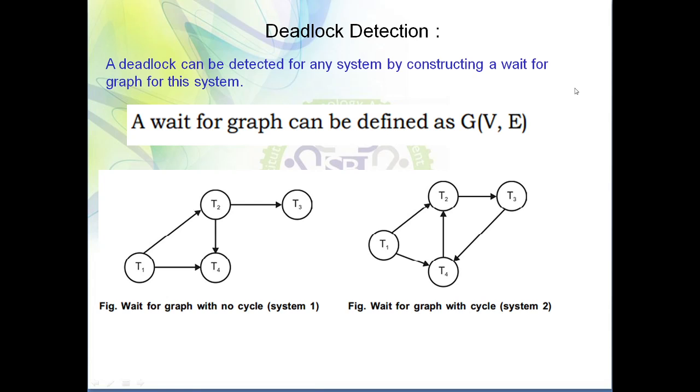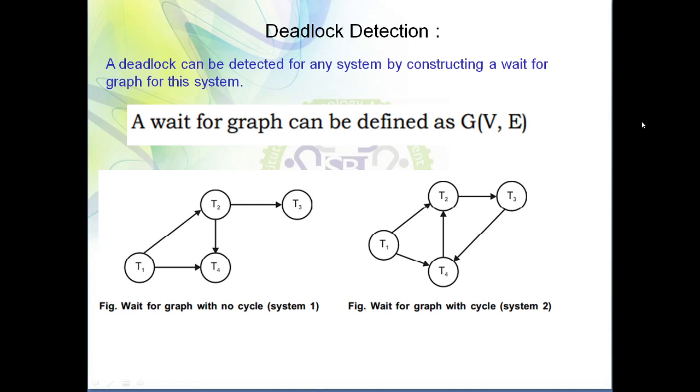But there are certain situations where a cycle exists but still there is no deadlock. How does that happen? Because in that case there is more than one copy of the resource available. In this case, T2 is waiting for T3, T3 is waiting for T4, and T4 is also waiting for T2 to release the resource, and no one is releasing the resource. So all these three transactions 2, 3, 4 enter a state called deadlock.